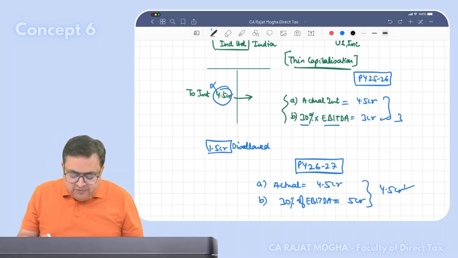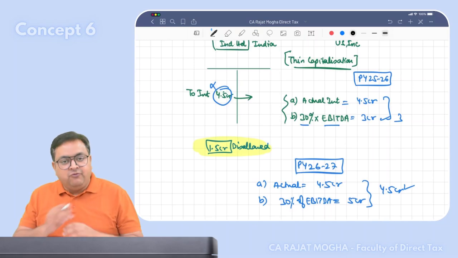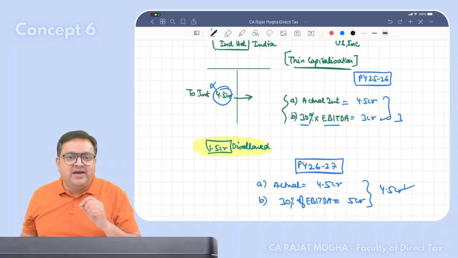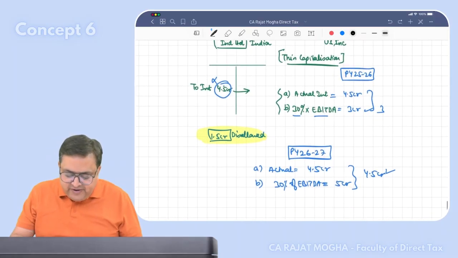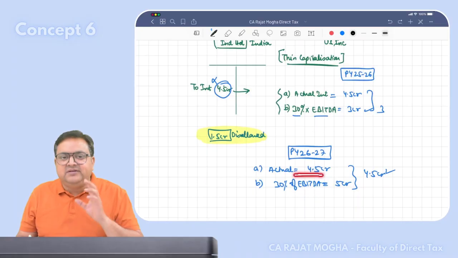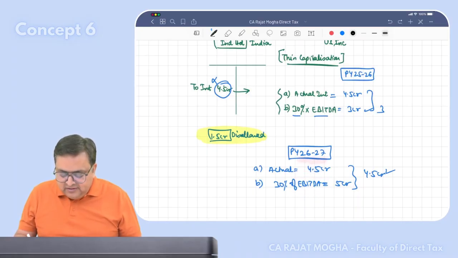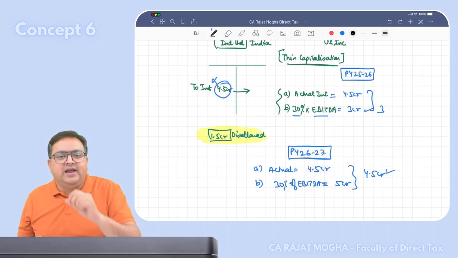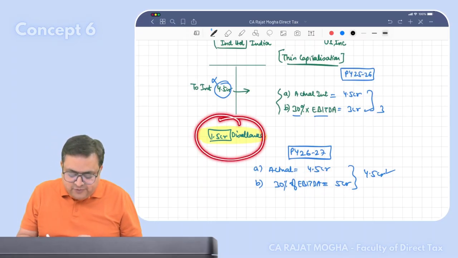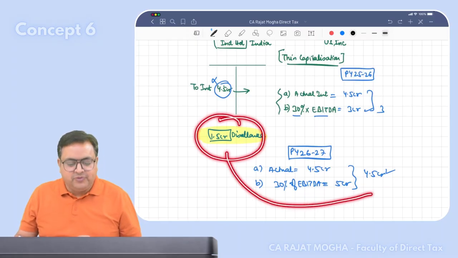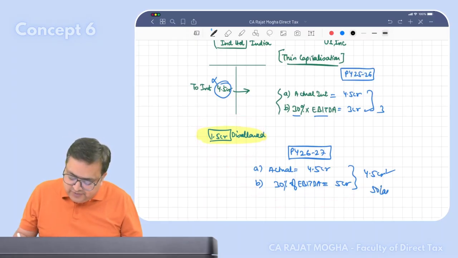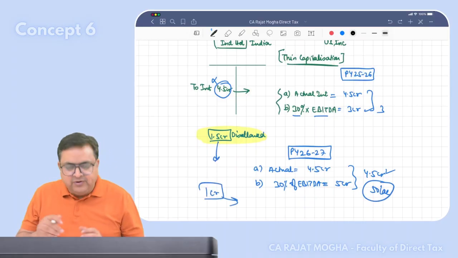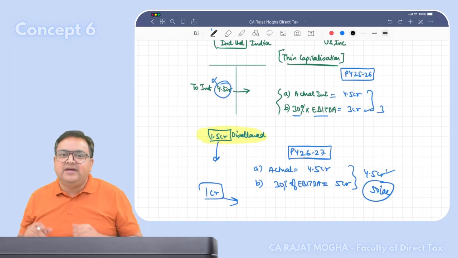Now, whatever was disallowed last year, 1.5 crore, was it dead? No, no, no. It will remain alive for the next 8 years. So whenever we are paying actual interest less than 30%, here in this year 30% was 5 crore and 4.5 crore we have paid, we still have the capacity of how much? 50 lakh. So out of this 1.5 crore, 50 lakh will be used over here, and the remaining 1 crore can still be carried forward for 7 more years. So in total we can carry it forward for 8 years.